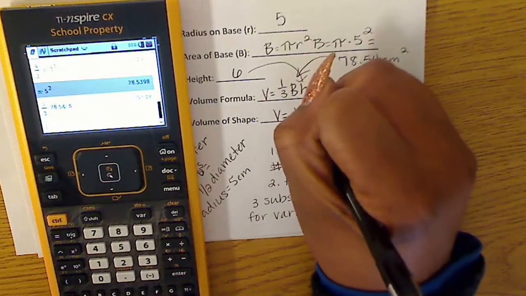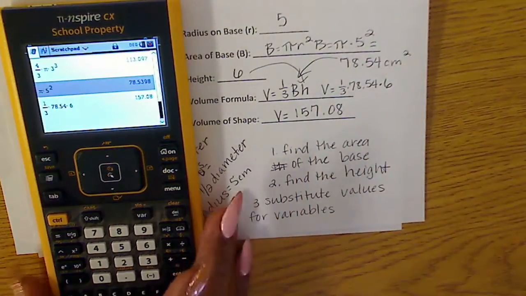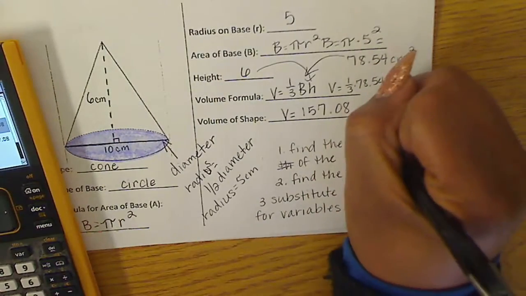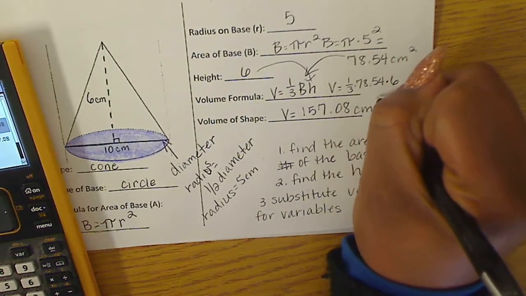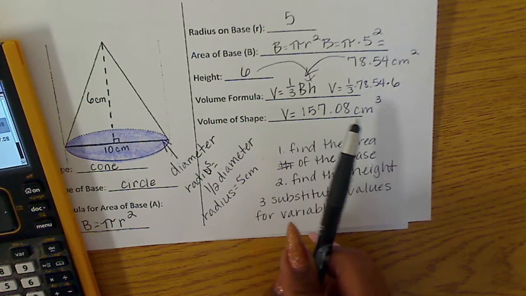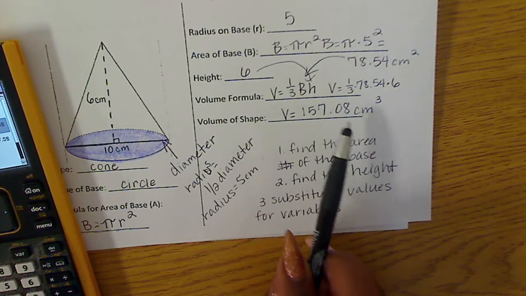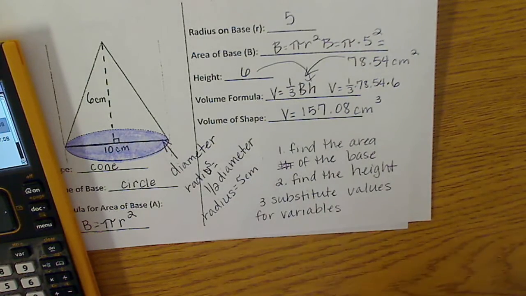Should have gotten 157.08. And our unit, again, is centimeters. And because it is volume, it is cubed. So this reads 157.8 centimeters cubed, or 157.8 cubic centimeters.